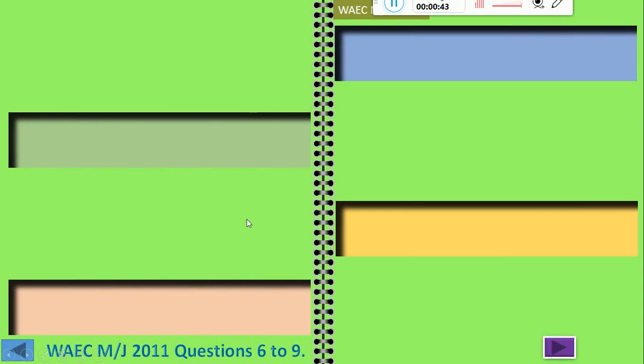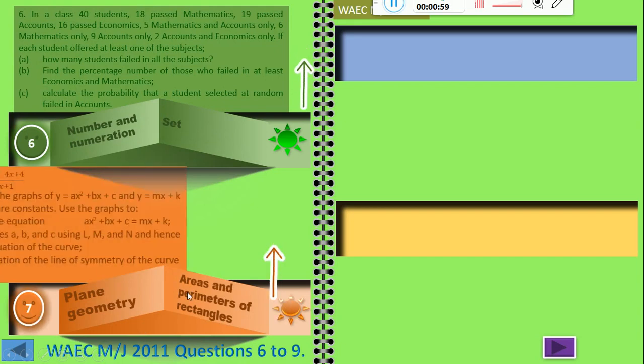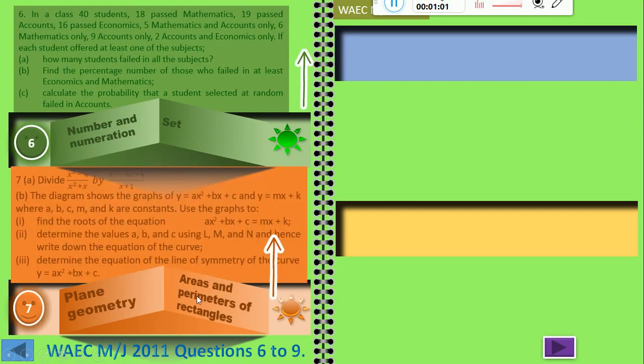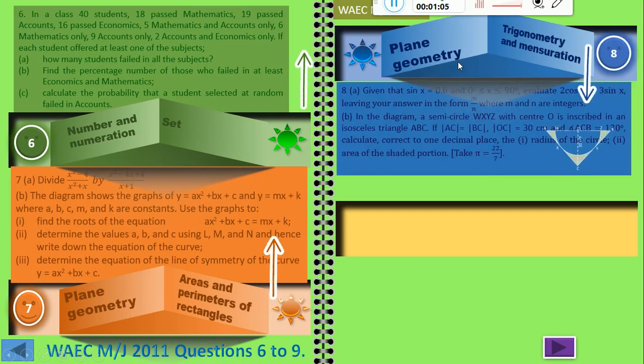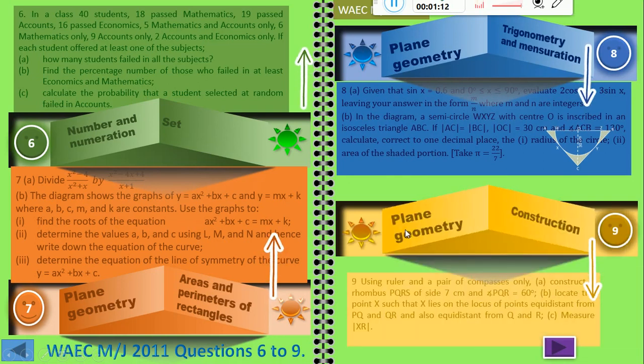In this presentation, we are looking at WASSCE or WAEC May June 2011, questions number 6 to 9. Question number 6, numeration, sets. Question number 7, plane geometry, areas and perimeters of rectangles. Question number 8, plane geometry, trigonometry and mensuration. Question number 9, plane geometry, construction.